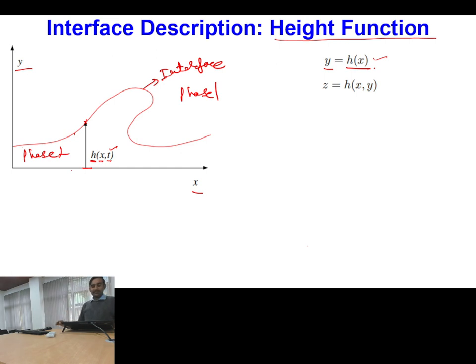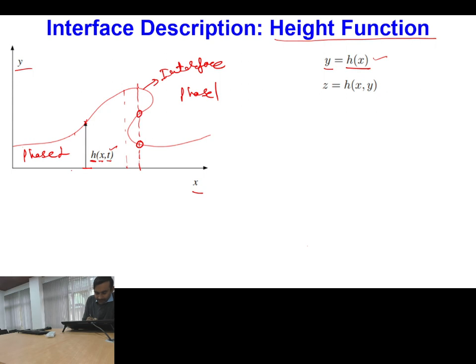But this type of interface description has some challenges. What are the challenges? Here you can see that up to this point it is working fine because it is giving you the unique value of the height function for every value of x. Okay, but if you go after this point, then what will be happening? Here, how many values are you having?